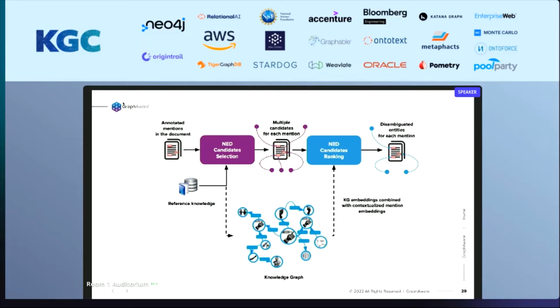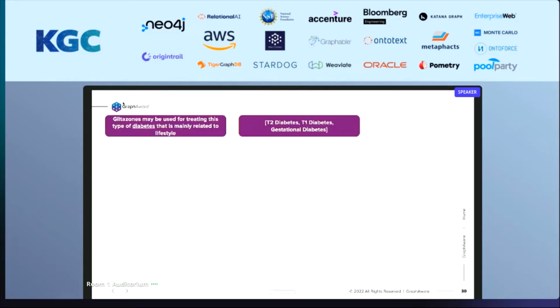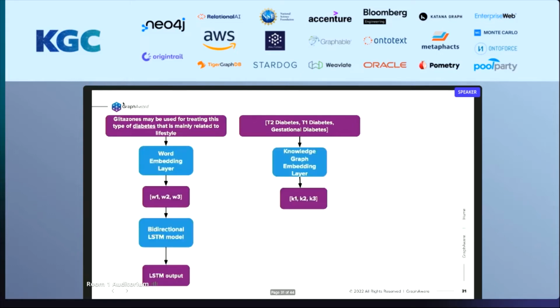I remind you that the ranking step has the goal to assign a score to the plausible candidates in order to detect the target one, considering our annotated sentence. I'm going to explain a bit of technical details in this part. So I remind you that the input of the ranking step includes the annotated sentence. It includes the multiple candidates that can be associated with the mention.